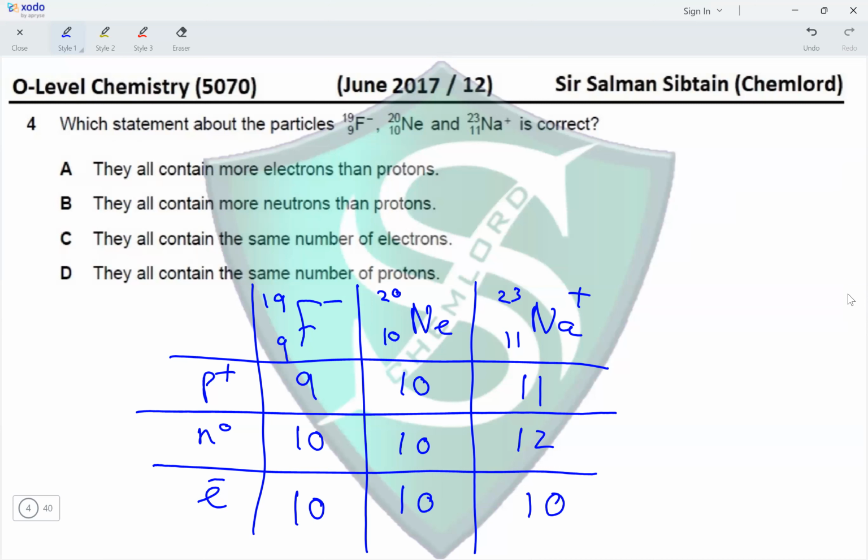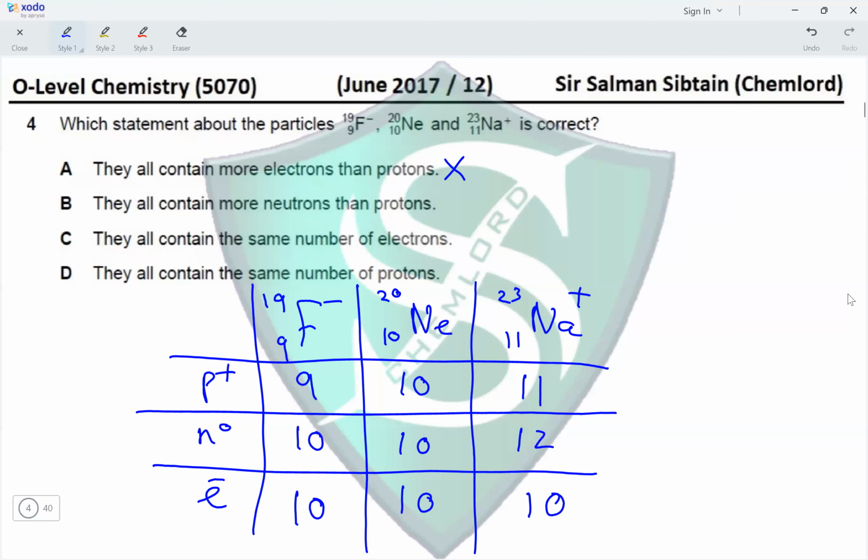Now let's look at the options again. They all contain more electrons than protons. So 10 greater than 9, 10 equal to 10, and 10 less than 11. So option A becomes incorrect. B, they all contain more neutrons than protons. So 10 greater than 9, yes. 10 equal to 10, and 12 greater than 11.